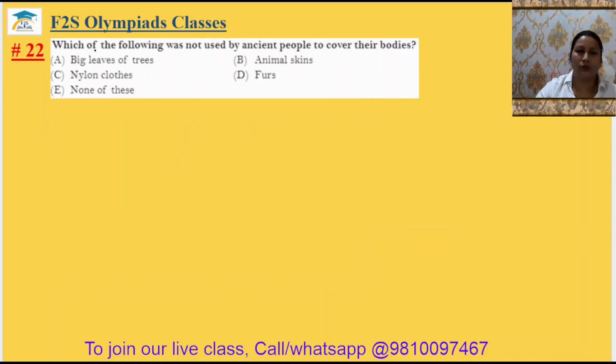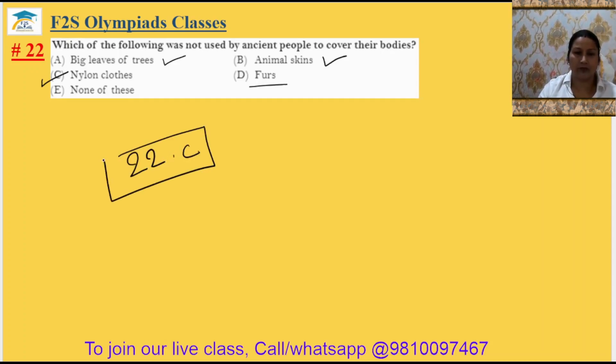Question number 22. Which of the following was not used by ancient people to cover their bodies? Big leaves of trees, the ancient people used it. Animal skins, they used it. Nylon cloth is a synthetic fiber which was invented later. Okay, the first one was also used to cover their bodies. So that's why the answer should be C. The 22nd answer will be option C.